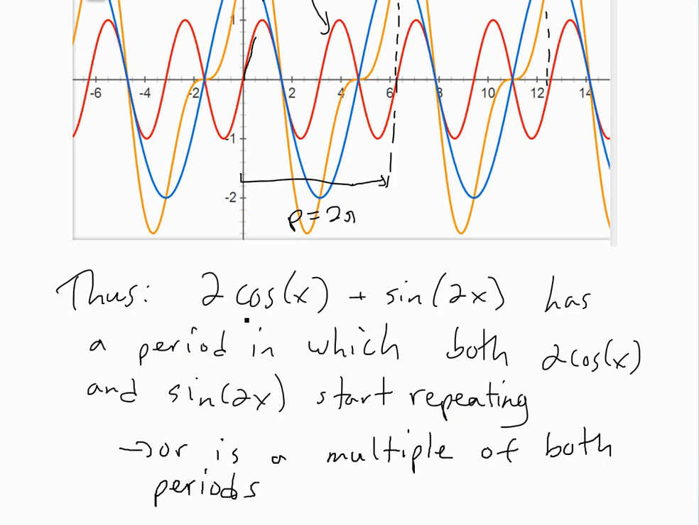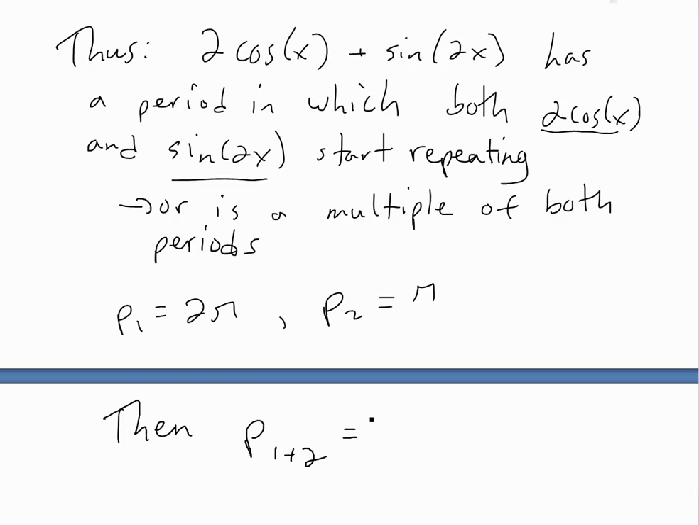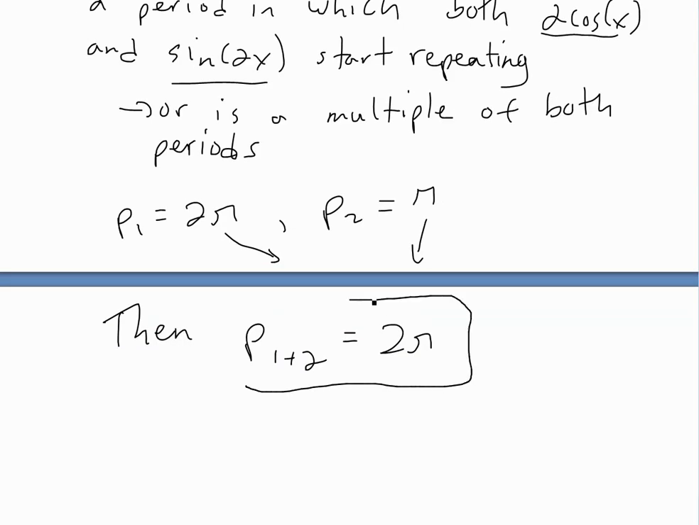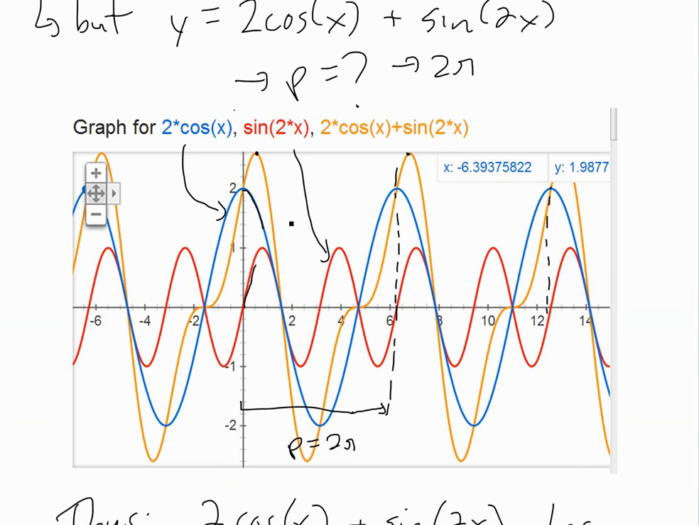Thus the 2 cos x plus sine 2x has a period in which both of these two functions start repeating, or is a multiple of both periods. What I mean by this is, if one period is 2 pi and the second period is just pi, then a multiple of these would be 2 pi, as a whole integer multiple. The 2 pi goes in there once, and this pi goes in here twice. As you can see, this is the period of this function.